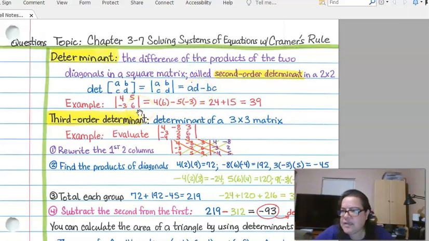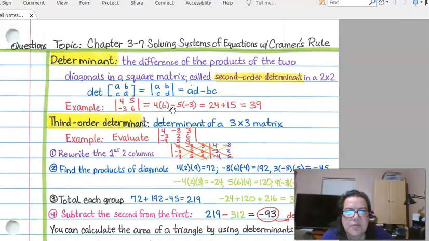So if you look at the example that they give us, if this is my matrix, I placed those lines on it that look like absolute value to take the determinant, and I just do the application. So I take 4 times 6, and I'm going to subtract the 5 times negative 3. So be very careful, because one is minus from the problem, the other one is a negative that's in front of the 3.